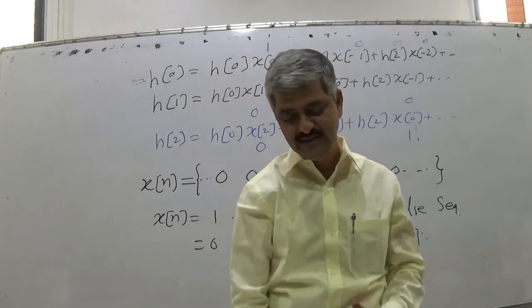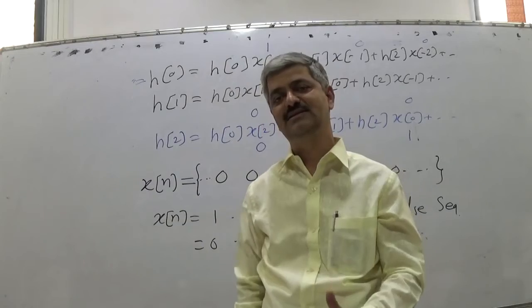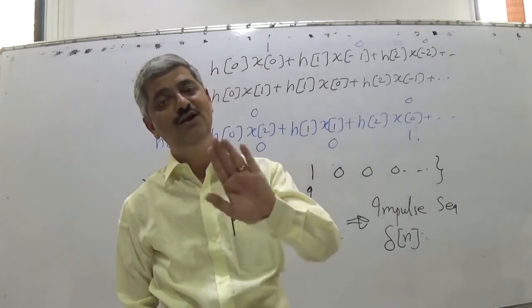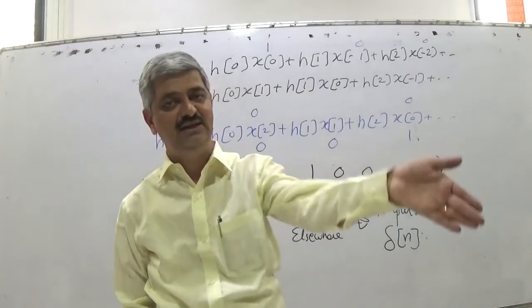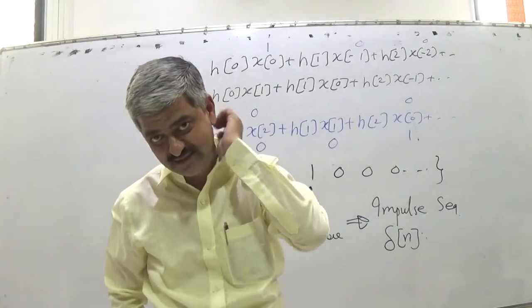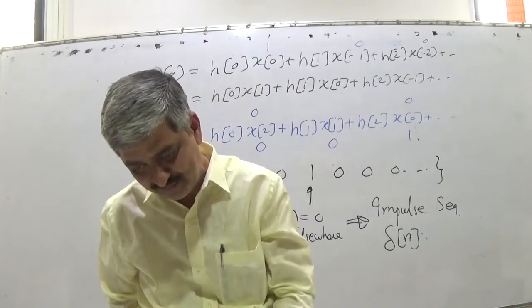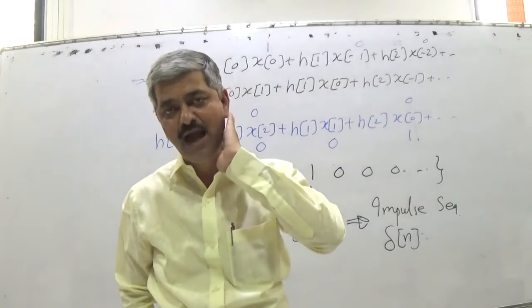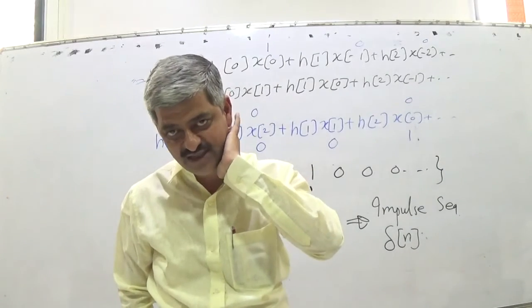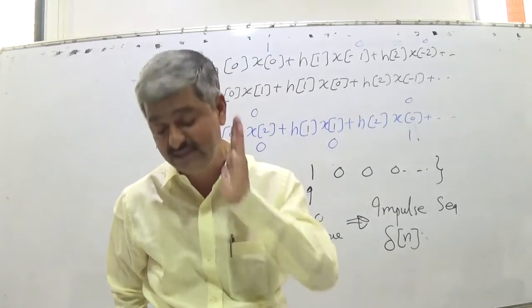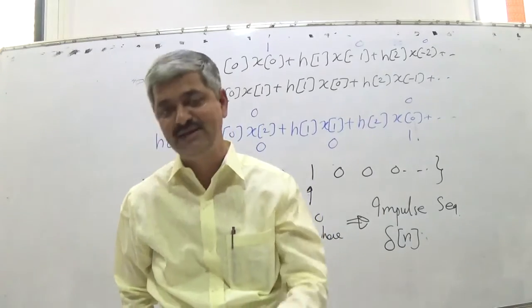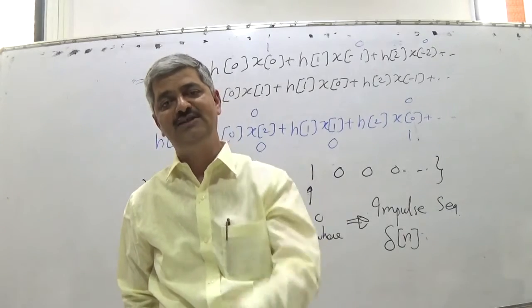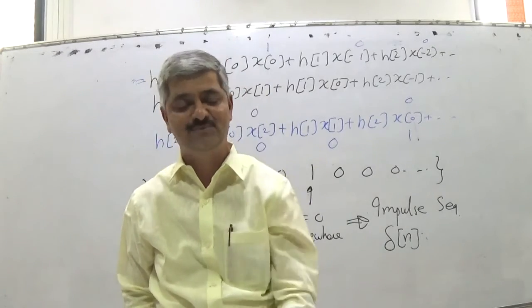So the concept is that an impulse sequence is a special sequence which, convolved with anything, results in that thing. If the input sequence x(n) is delta(n), the output is the convolution of h(n) and x(n), but since x(n) is delta(n), the convolution of h(n) and delta(n) is h(n) itself, so y(n).